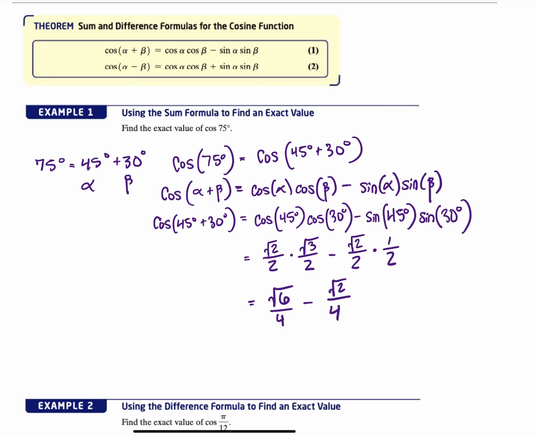We can express this as a single fraction. There are different ways we can express this answer. We can say the square root of 6 minus the square root of 2 over 4, since they have a common denominator. Alternatively, from the previous expression, we could factor out 1/4. We can write it as 1 over 4 times the square root of 6 minus the square root of 2.